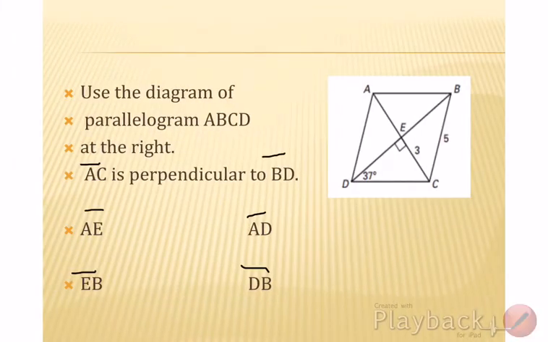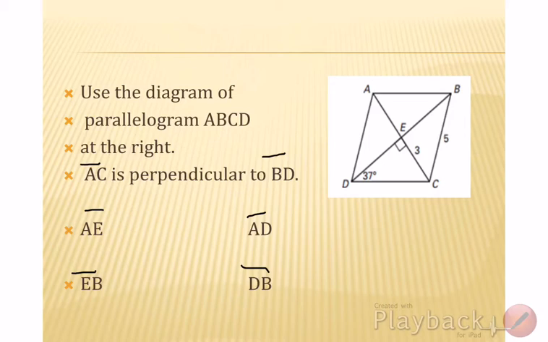Use the diagram of the parallelogram ABCD at the right. AC is perpendicular to BD. What is the measure from A to E? By the property of diagonals bisect, AE will be 3. What is the measure of AD? The property of opposite sides are congruent. AD is 5.